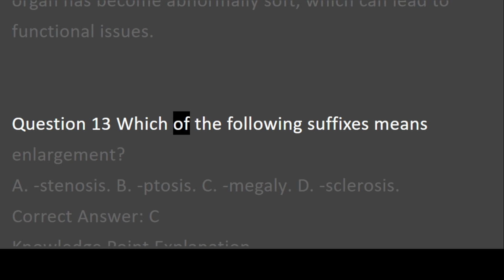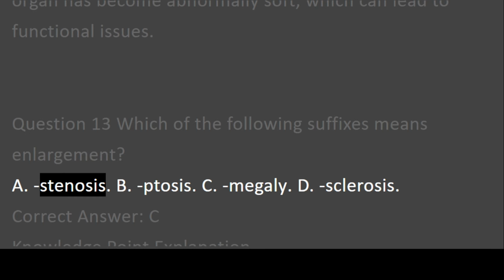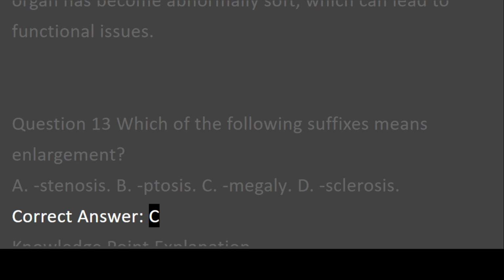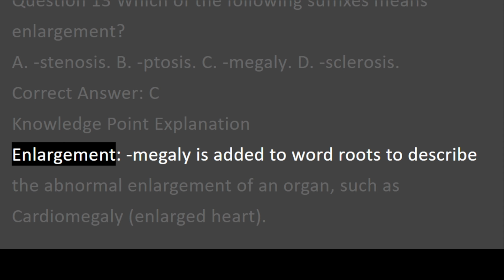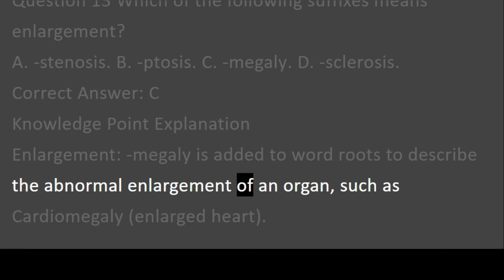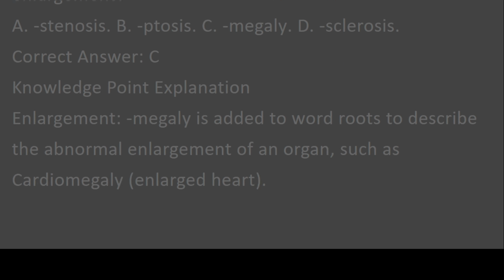Question 13. Which of the following suffixes means enlargement? A. Stenosis. B. Ptosis. C. Megaly. D. Sclerosis. Correct answer, C. Knowledge point explanation. Enlargement. Megaly is added to word roots to describe the abnormal enlargement of an organ, such as cardiomegaly, enlarged heart.